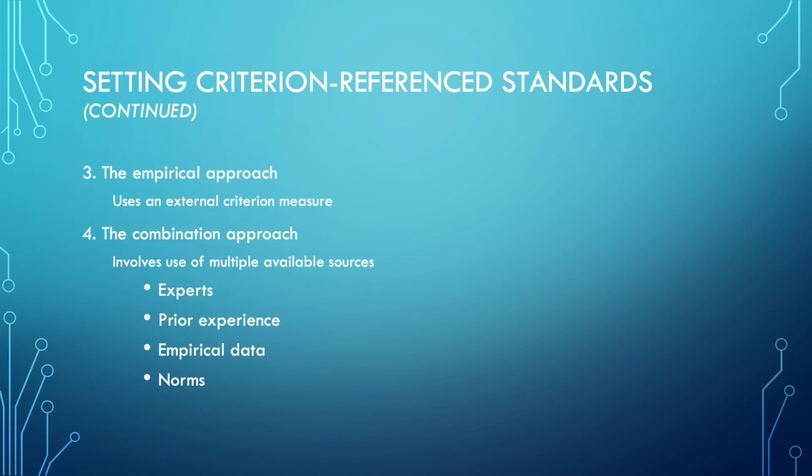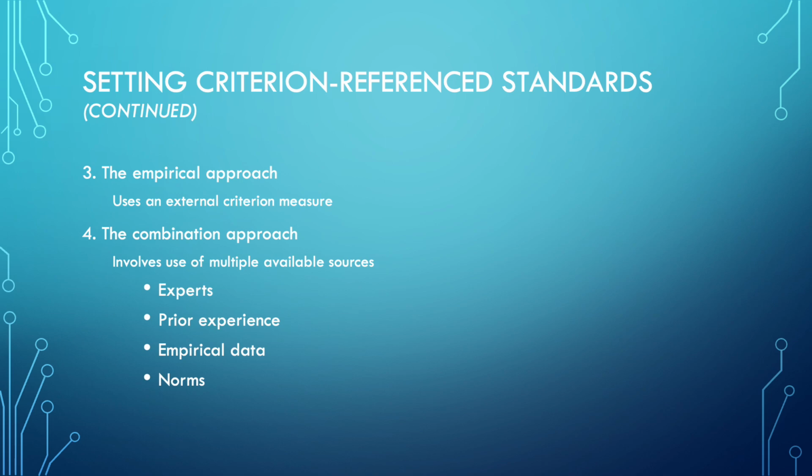The other 2 approaches are the empirical approach or the combination approach. In the empirical approach, it uses an external criterion measure. This is the least arbitrary, but it's seldomly used because of a directly measurable external criteria.